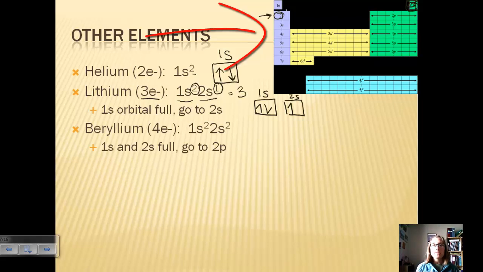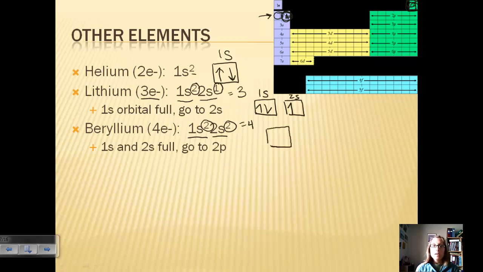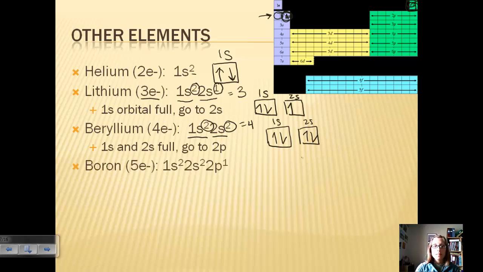Let's go on to the next element, which would be beryllium. Beryllium has 4 electrons total. 1s is already full, so it gets written as 1s2, and then we're also going to fill the 2s because we're right here at the end of that 2s, so we're going to write 2s2. If we add these up, we get 4. If I were to draw the orbital diagram, my 1s is full, and it gets 2 arrows, and my 2s is full, and so it gets 2 arrows.